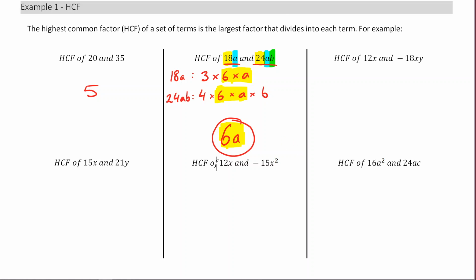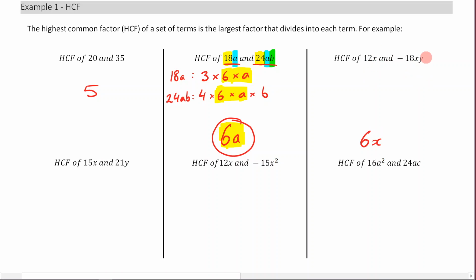Okay, let's now move on to our next one. Here we have 12x and negative 18y. So what we're going to do is first consider just the number. So if I have 12 and 18, the highest common factor is again going to be 6. Then you're going to look at the pronumerals. Do they share any pronumerals? They do. I've got an x here and an x here. So that means I can pull out that x. So that means my answer is going to be 6x.